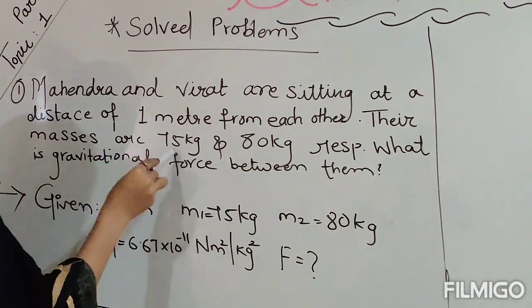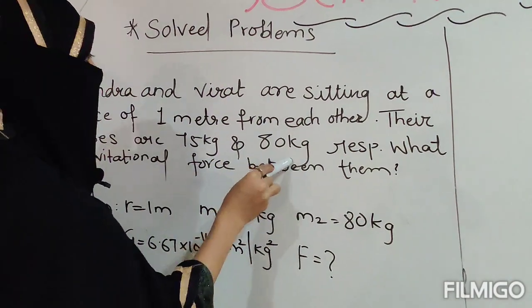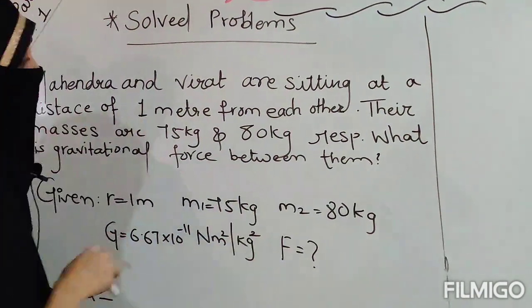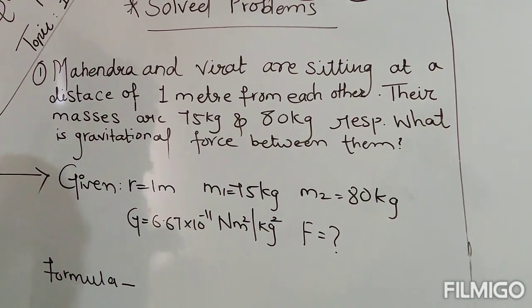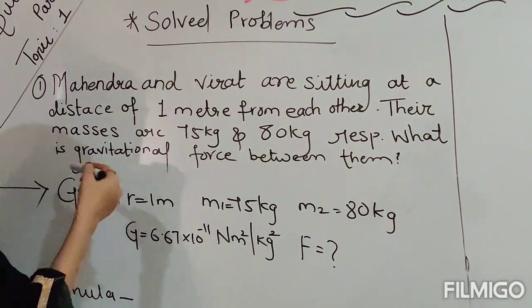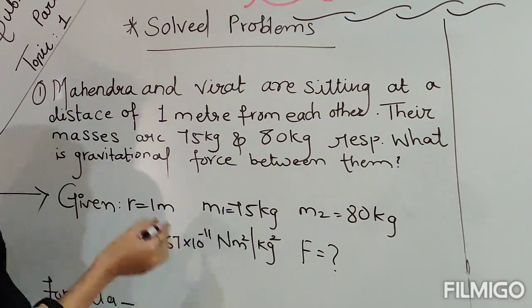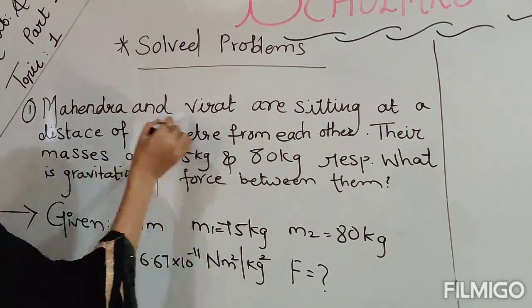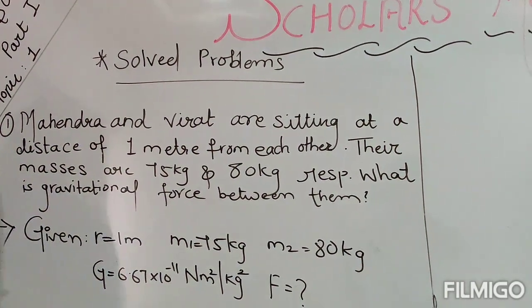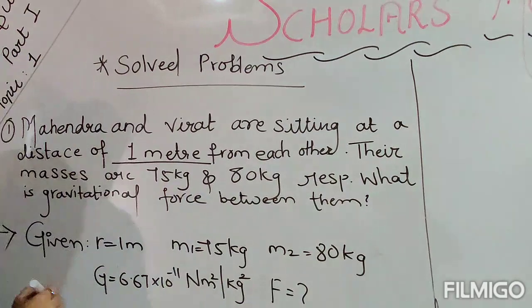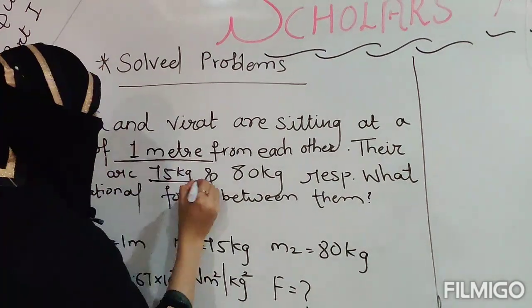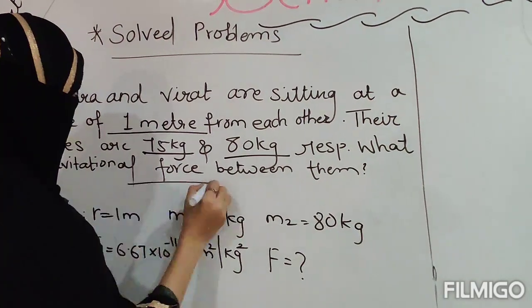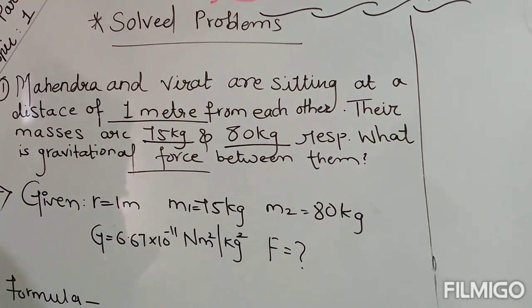Their masses are 75 kgs and 80 kgs respectively. What is gravitational force between them? Dear students, the question is very clear itself. It has already told us all the values, and it has already told us what we need to find out. It has clearly mentioned that Mahendra and Virat are sitting at a distance of 1 meter apart. That distance is provided. Their masses are clearly provided, and clearly mentioned here is that you need to find out the force of gravitation between them.